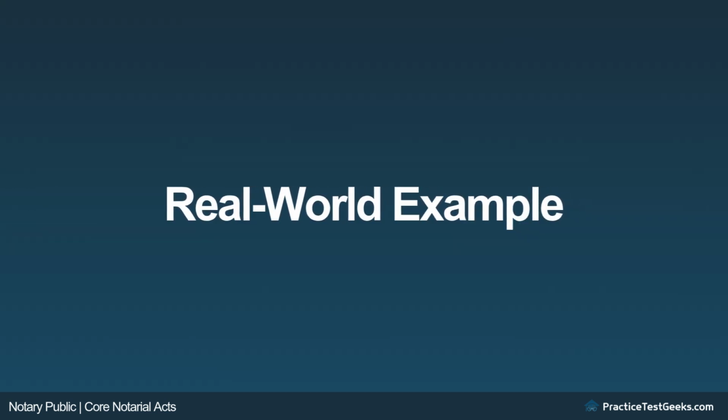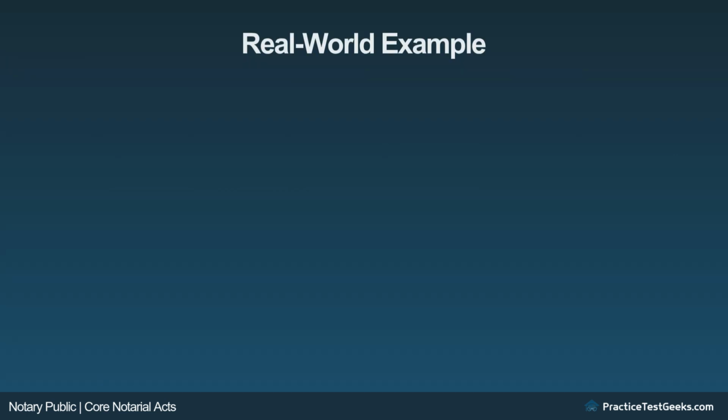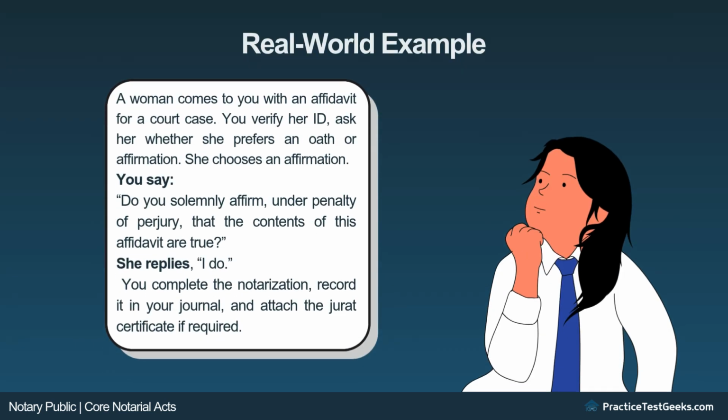Next, we'll show you a real-world example. Here's a sample scenario. A woman comes to you with an affidavit for a court case. You verify her ID and ask her whether she prefers an oath or affirmation. She chooses an affirmation. You say, "Do you solemnly affirm, under penalty of perjury, that the contents of this affidavit are true?" She replies, "I do." You complete the notarization, record it in your journal, and attach the jurat certificate if required.